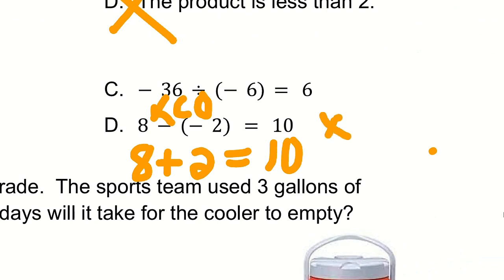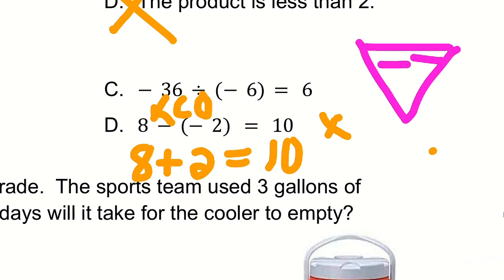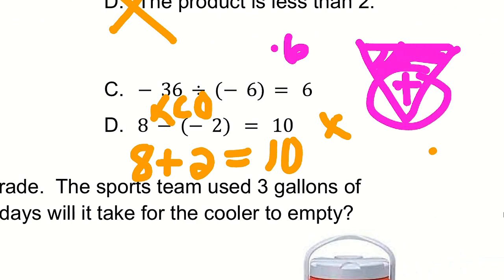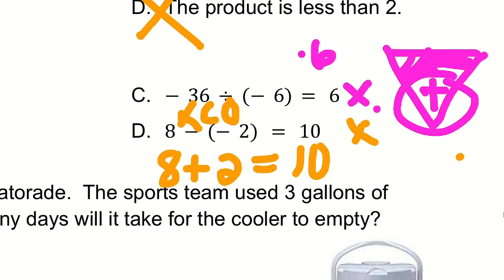Okay, the top one is -36 divided by -6. When we divide or multiply, we have a special little man, Dorito Man. He's got a raised eyebrow. What I like to do is forget about the signs first and divide. So 36 divided by 6 gives me 6. And I have a negative and a negative, so I'm left with a positive, and that checks out. Since it checks out, that one's not my answer, because we're looking for the one that is wrong.